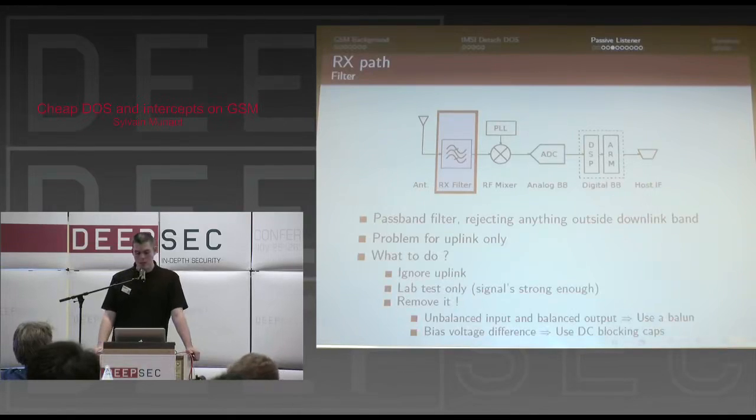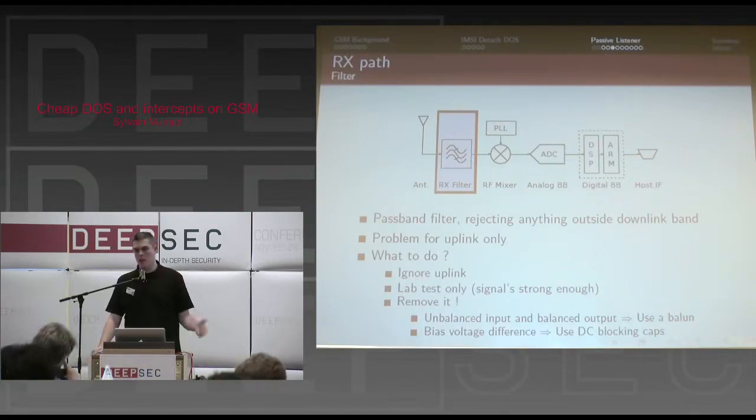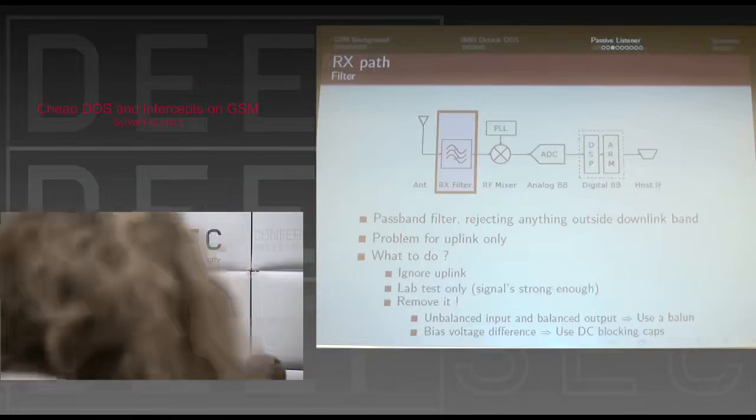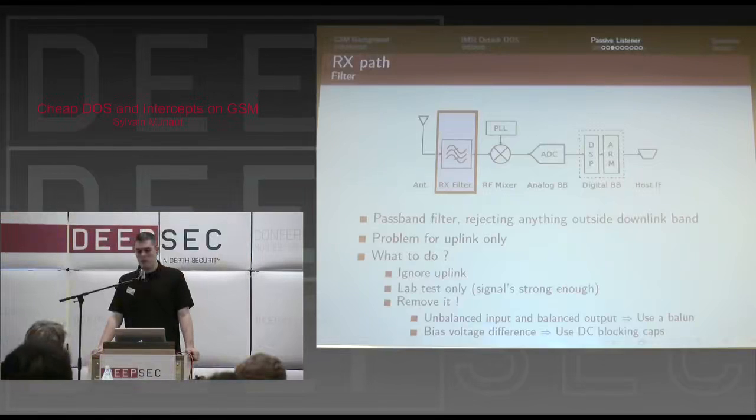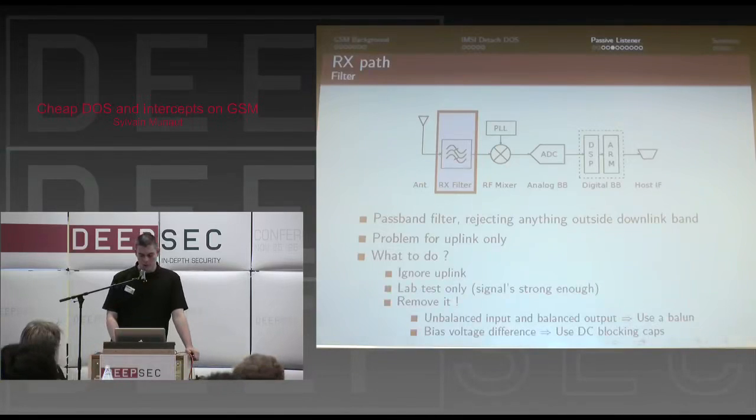And the other problem is bias voltage difference. Basically, the input signal is referenced to the ground, and the output signal is referenced to some internal reference of the preamplifier. So you have to make sure you use capacitors in the path, which again are like 0402. It's very small, but it works.